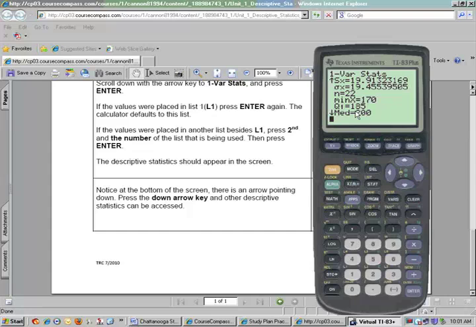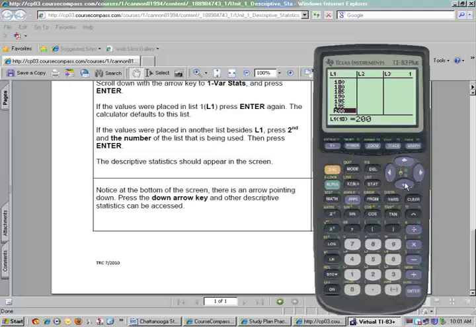Okay, now the mode. The mode means the value that repeats the most. So that's why I have to place my values in order. They're already in order. I'm going to push stat and push enter, and I'm looking to see which value repeats the most. So currently I can see 175 and 180 have the same amount, there's two values. So right now that would be my mode, but I need to scroll down and see if there's any others that repeat more than that.